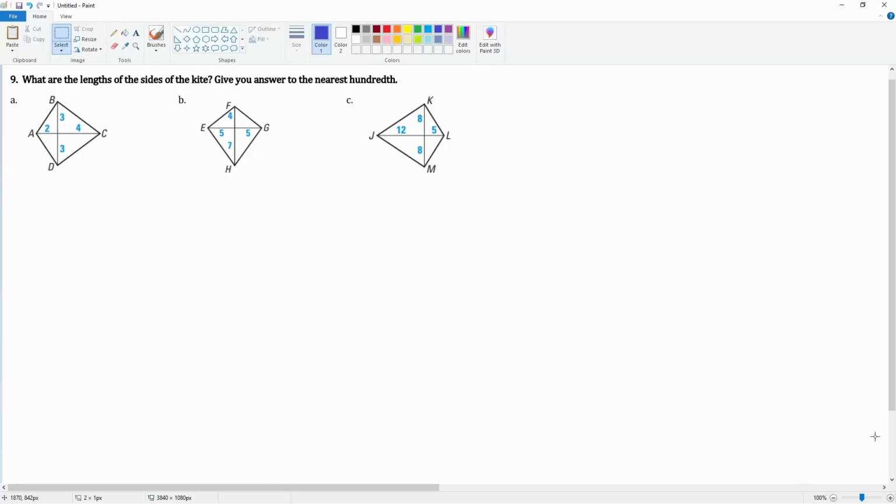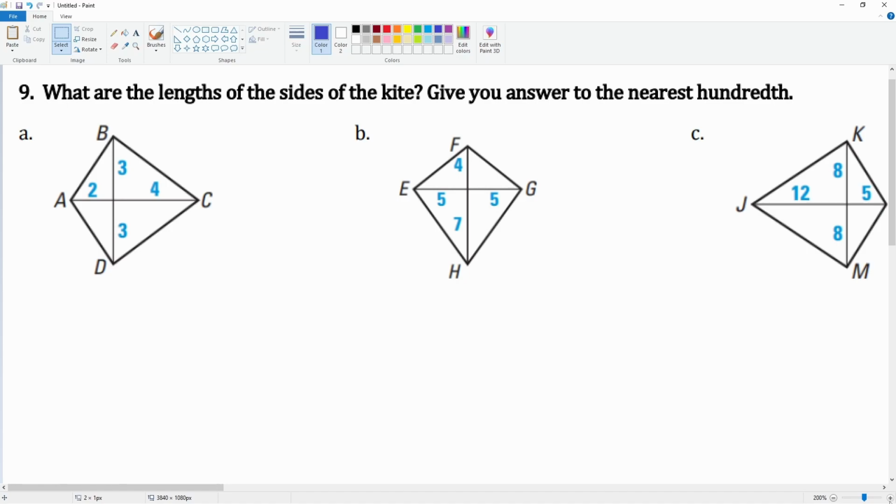All right, so number 9, it says to find the length of the sides of each of the kites. This is a very tedious process because it's asking us to find the sides. But notice that these are all right triangles. So technically, all you have to do is use the Pythagorean theorem here. You can do 3 squared plus 4 squared is equal to c squared, right? You can get that c.